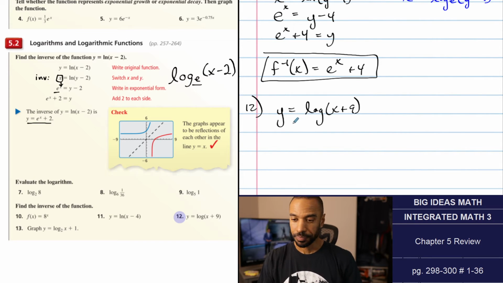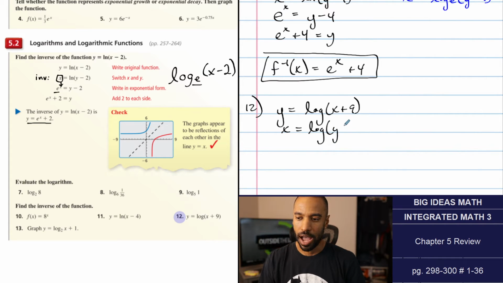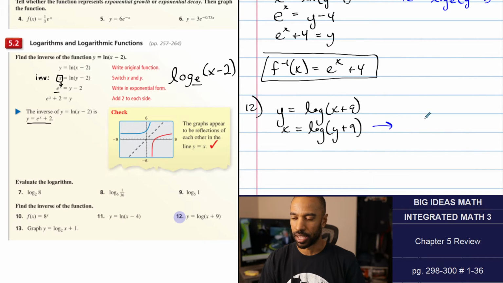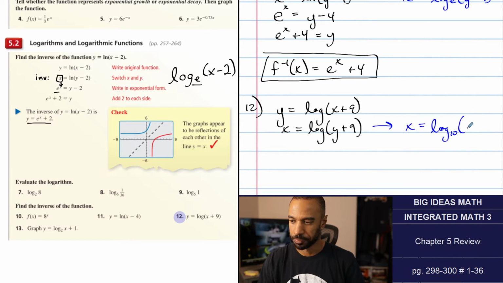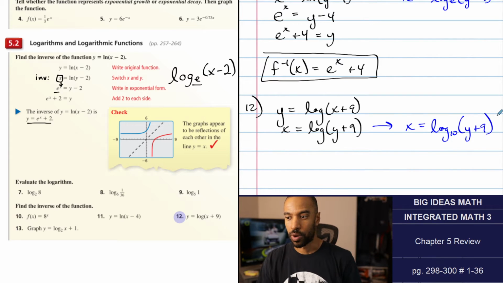You at home, what is this base? Log of y plus 9. When we swap x and y, take the inverse, we've got to solve for y all over again. Now this base is log of 10. This is known as the common logarithm. This is the one in your calculator.